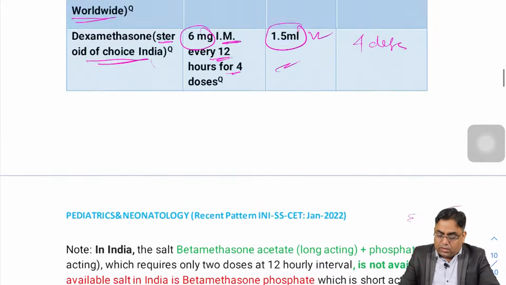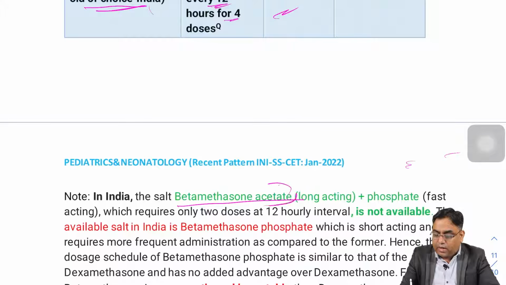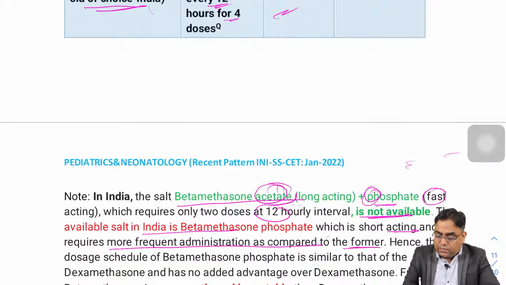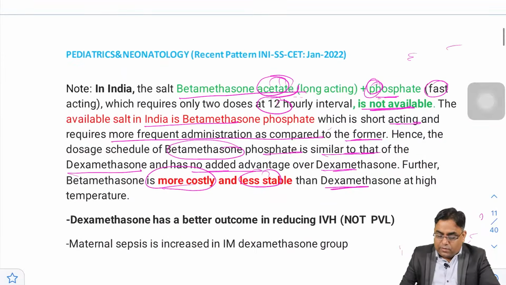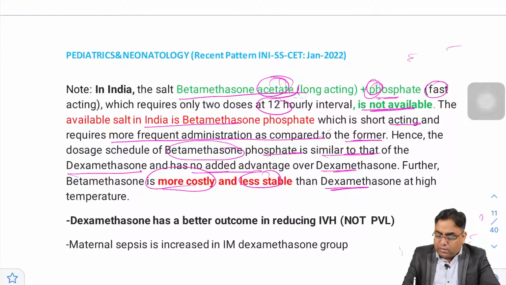Now in India, betamethasone acetate is long-acting and phosphate is fast-acting. The acetate and phosphate combination, which requires only 2 doses at a 24-hour interval, is not available in India. The available salt in India is betamethasone phosphate, which is short-acting and requires more frequent administration. Hence, the dosage schedule of betamethasone phosphate is similar to that of dexamethasone and has no added advantage over dexamethasone. Again, betamethasone is more costly and less stable. That's why dexamethasone is preferred in India. Another important point: dexamethasone has a better outcome in reducing intraventricular hemorrhage, but not PVL, periventricular leukomalacia. The drawback is that maternal sepsis is increased due to dexamethasone therapy.